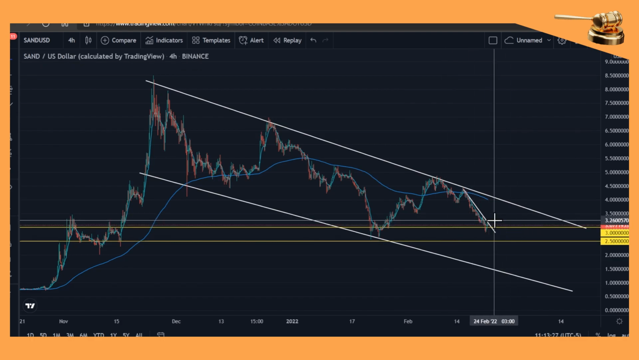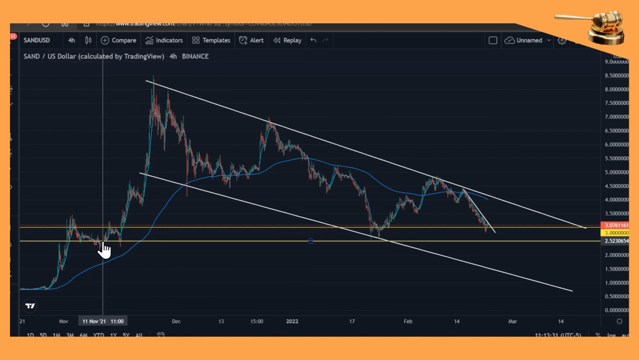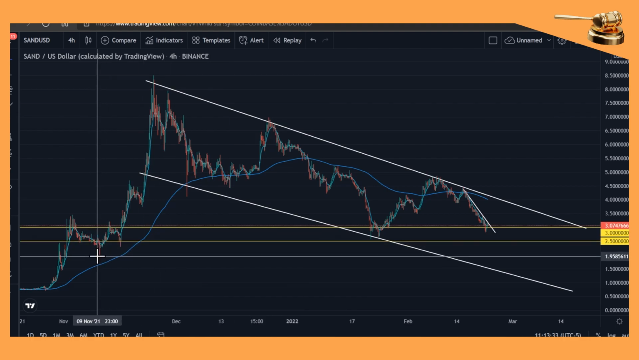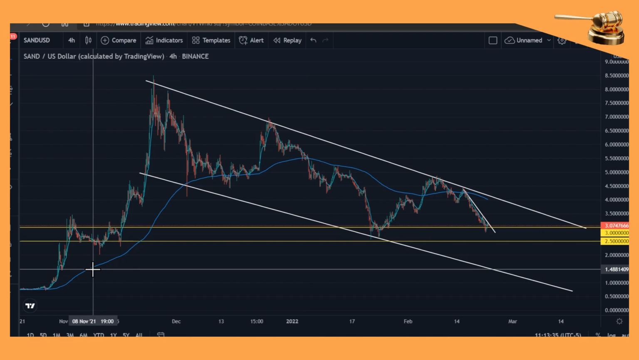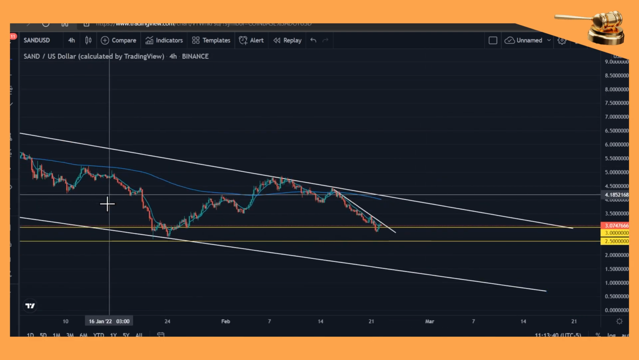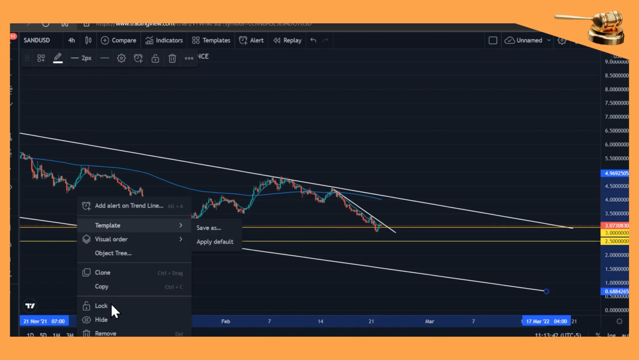Hopefully we can hold above this area, because if we break down, then as stated, we're going to be looking for a move down here to 250, which is our last support. If you break below that, we really don't have any big support until about $1.50, which would be a nasty drop. Let's go ahead and dive down into our lower time frames.